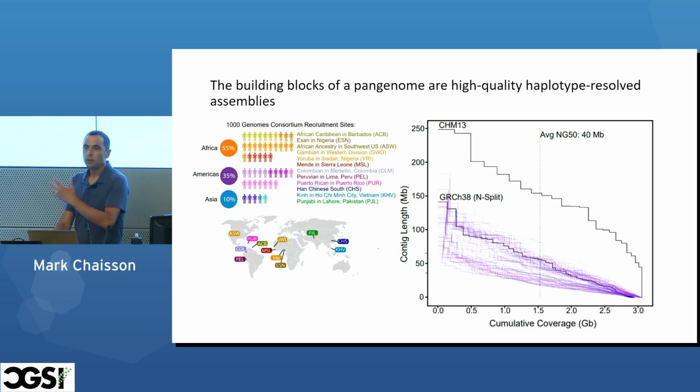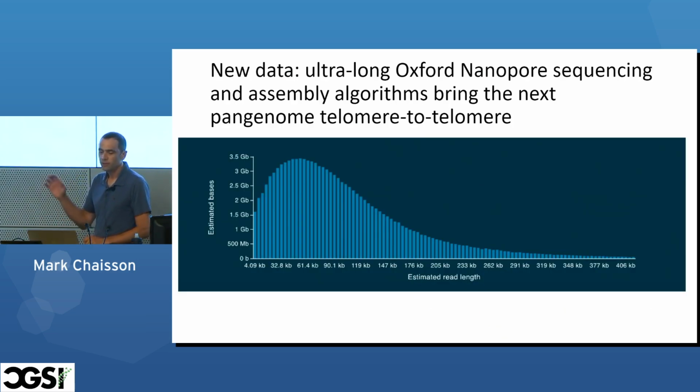And the main new development of technology that's being folded into HPRC analysis is this new data, which is ultra-long read sequencing coming from Oxford Nanopore. So these are the ability to sequence reads that are over 100 kb long, in many instances over a megabase long. And these sequences give you the ability to resolve extremely repetitive parts of the genome.